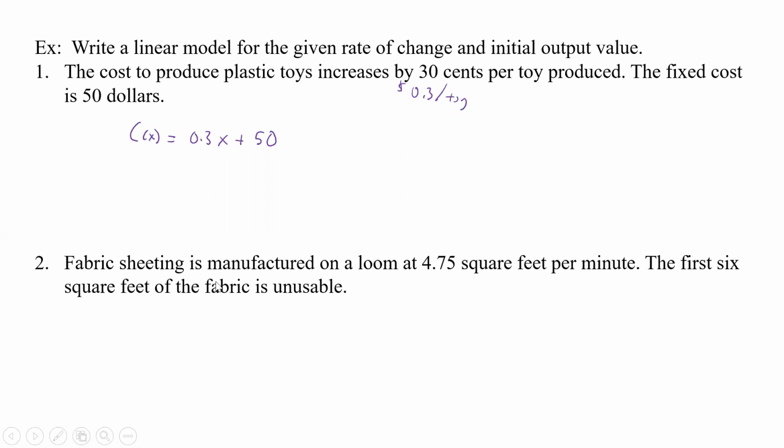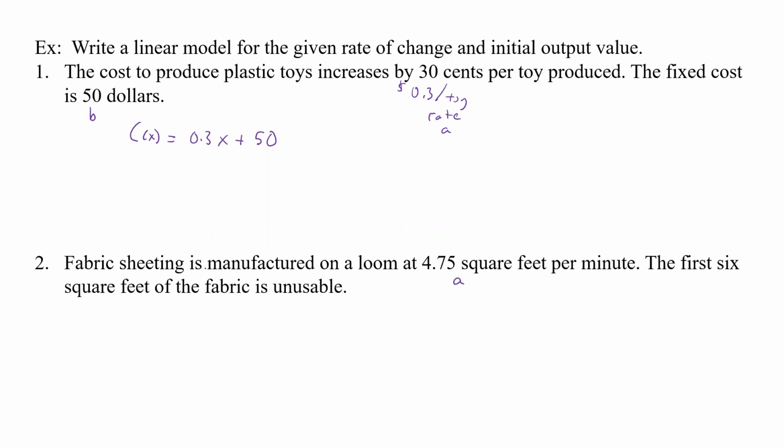All right, so now we're going to do fabric. Fabric sheeting is manufactured on a loom at 4.75 square feet per minute. The first 6 square feet of fabric is unusable. So basically we're just scratching that first 6 feet. So our rate, if we think about this, that's our rate, and that was our fixed cost. Our fixed cost is usually our b, and this is our a. So here, the loom is 4.75 square feet per minute. That's a rate, and so that would be our a.